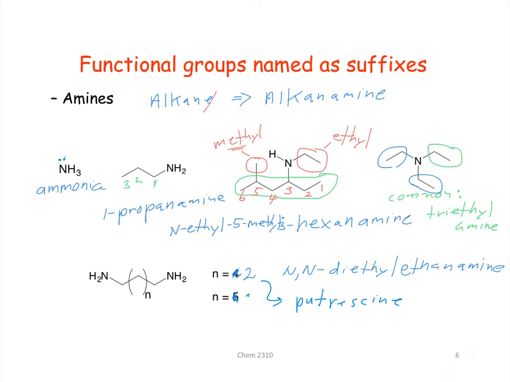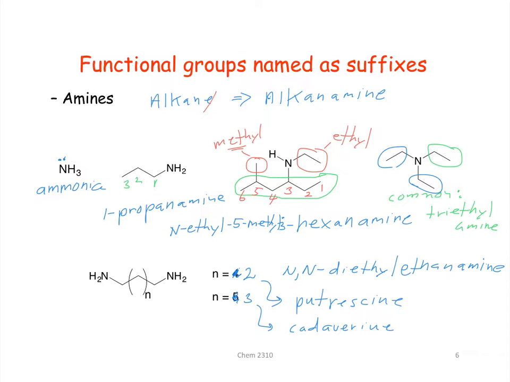And then if this is 3, so we have 5 carbons between the amines, this one is called cadaverine. That sounds nice. All right. So these would be called, if there was 4 in the middle, a butane diamine, 1,4-butane diamine, or 1,5-pentane diamine.